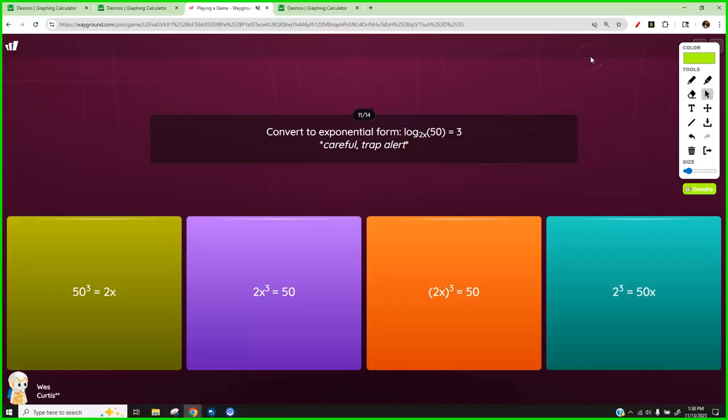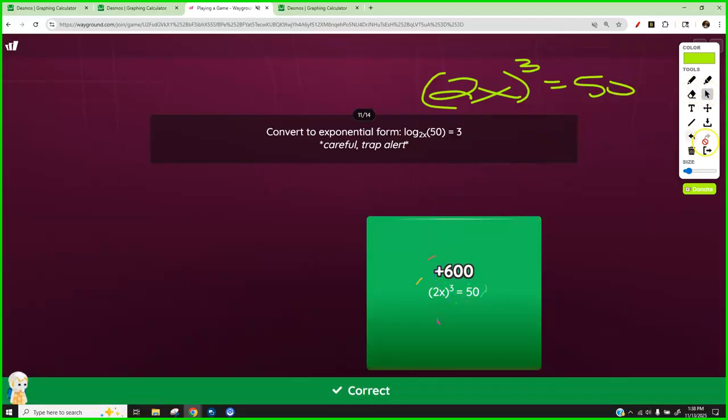Convert to exponential form. So be careful, you're still asking yourself, and there's a good trick on this one. You're asking yourself about the base. What's the base? The base is 2x. What's the exponent? A log statement always equals the exponent, but you need to raise the whole base to the 3rd power, so you absolutely have to put parentheses on that. The number on the other side is 50. And we could solve that, but again, it just asks us to convert it.